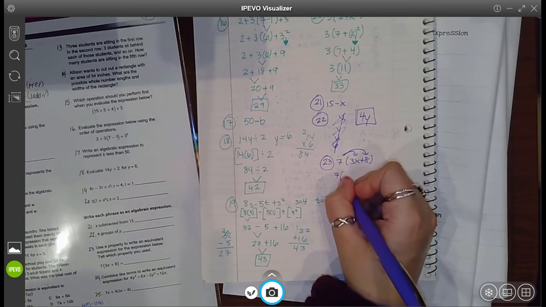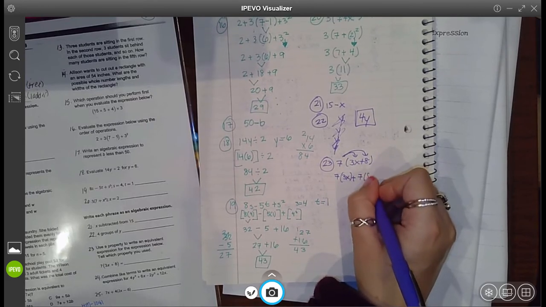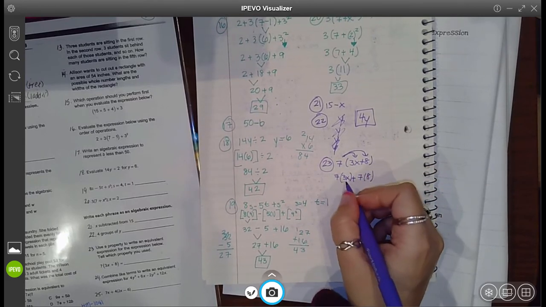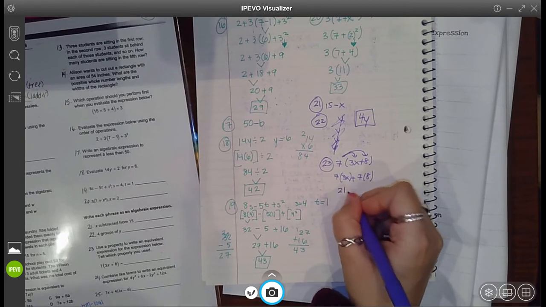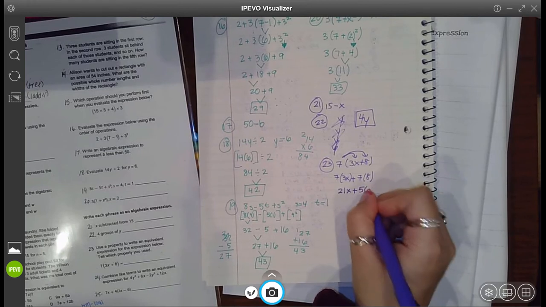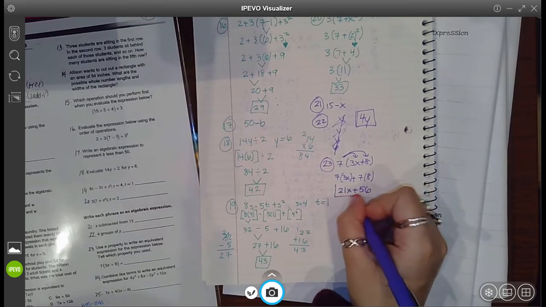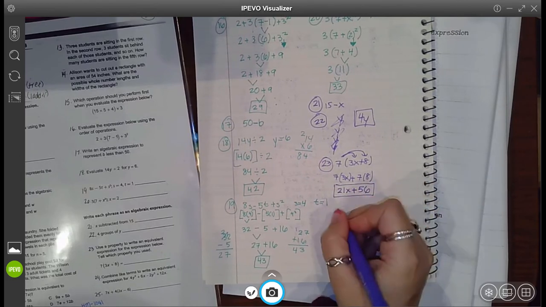So you have 7 times 3x, bring down the plus sign, and then 7 times 8. Well, 7 times 3x, 7 times 3 is 21x, plus 7 times 8 is 56. And I can't combine these because this has an x and this does not have an x. They are not like terms, so I leave it like that.